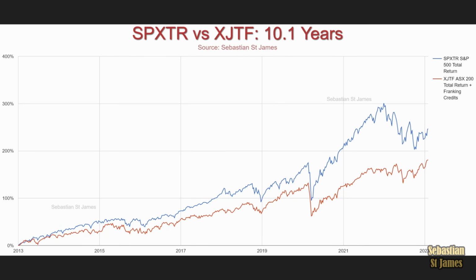He doesn't care about market capitalization weighting. He just wants the best returns outright. So let's take a look at that. This is the SPXTR, which is the total return of the S&P 500, versus the XJTF, which is the ASX 200, plus dividends, plus franking credits.